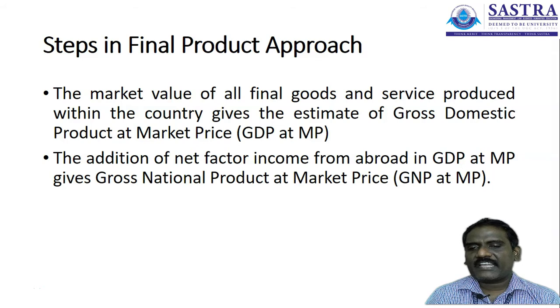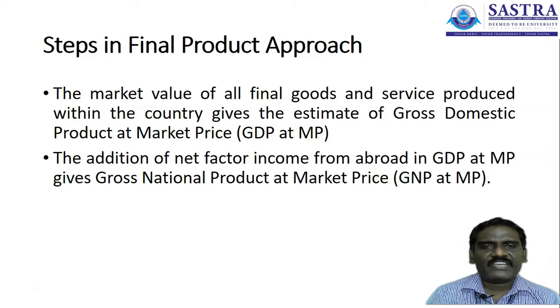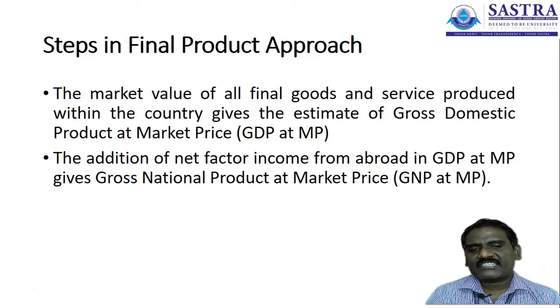The second important aspect, in addition to this, is that we need to add the net factor income from abroad. To the GDP we need to add the net factor income from abroad. Finally what we get is the net national product, or rather the gross national product at market price will be calculated. So this is the method we use: the product approach, or final product approach, or the output based method to determine the national income.